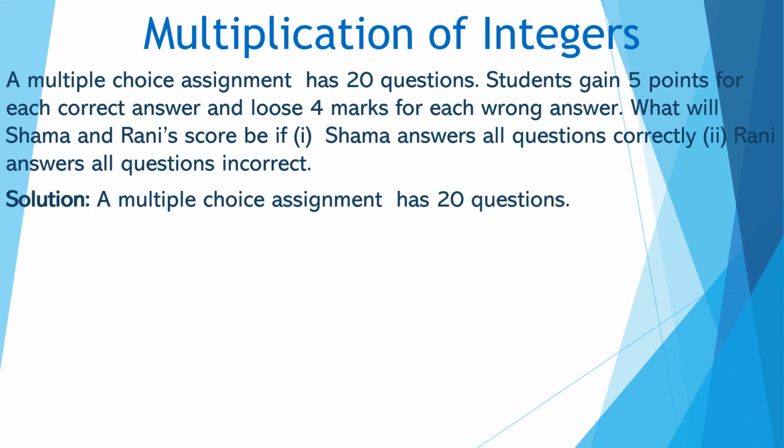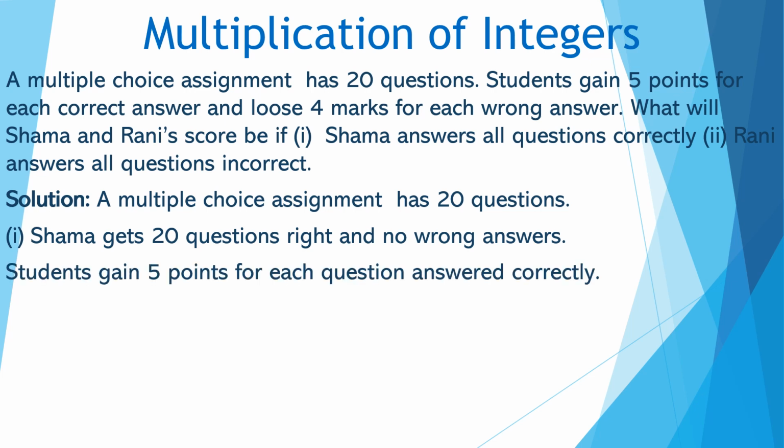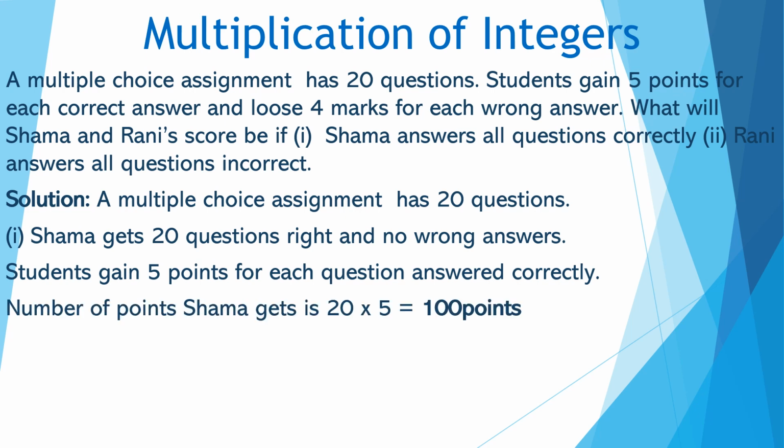Let's do a story sum now. A multiple choice assignment has 20 questions. So this is given in the sum. Now there are two girls, Shama and Rani. Shama gets 20 questions right. She has no wrong answers. Now for each right answer, 5 points are awarded to a student. So the number of points Shama gets is 20 multiplied by 5, equal to 100 points.